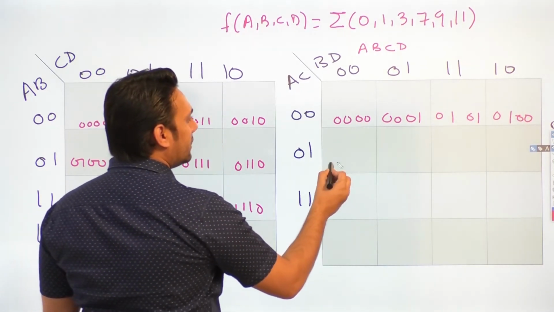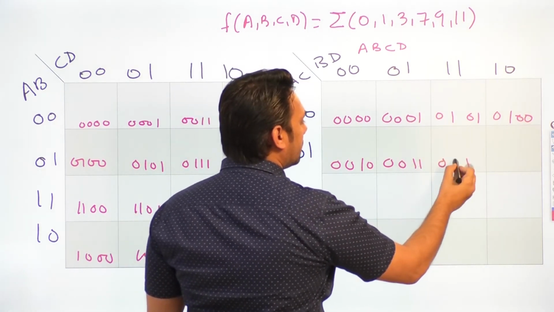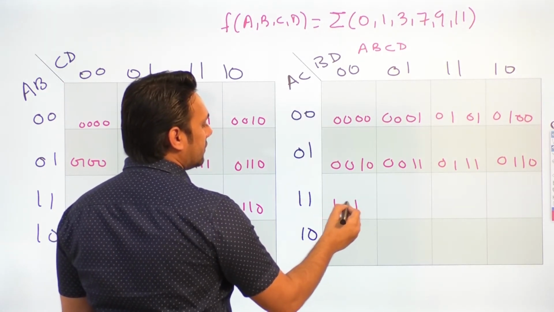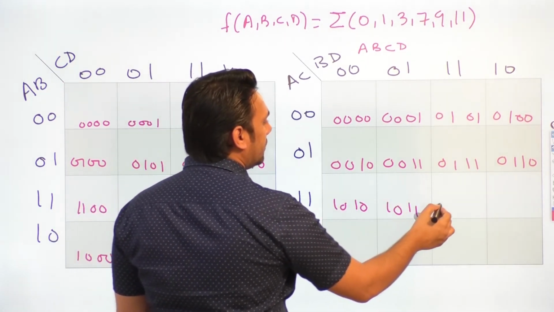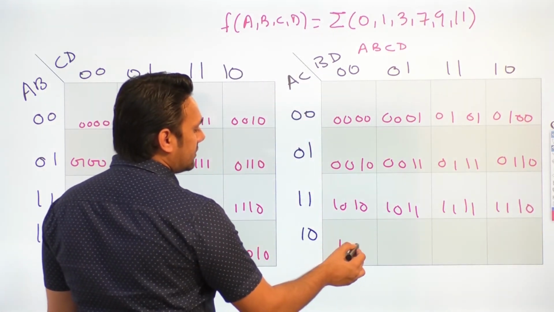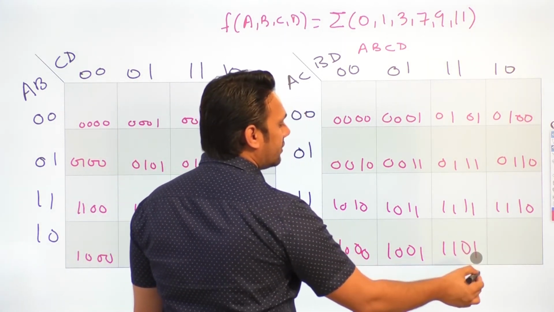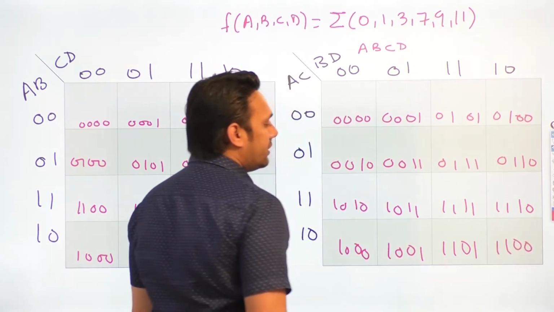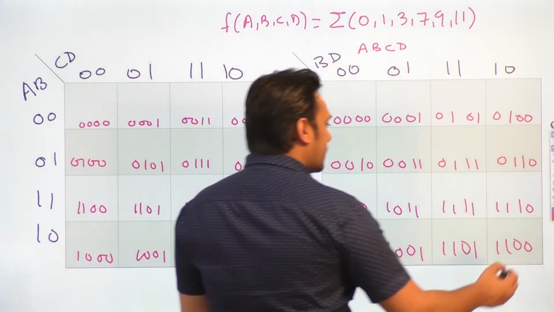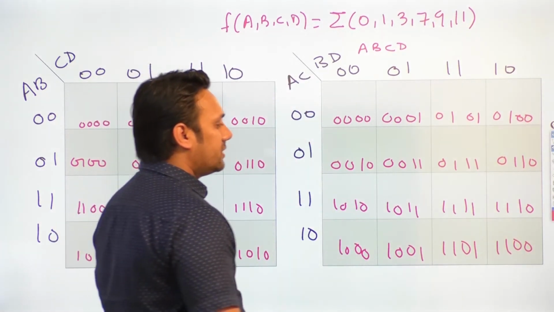So this is representing 0 1 0 0, 0 1 0 1, 0 1 1 1, 0 1 1 0. This is 1 1 0 0, 1 1 0 1, 1 1 1 1, 1 1 1 0. This is 1 0 0 0, 1 0 0 1, 1 0 1 1, 1 0 1 0. These are the values that each of these cells is representing. Clear? Now let us write the numbers for each of these cells.